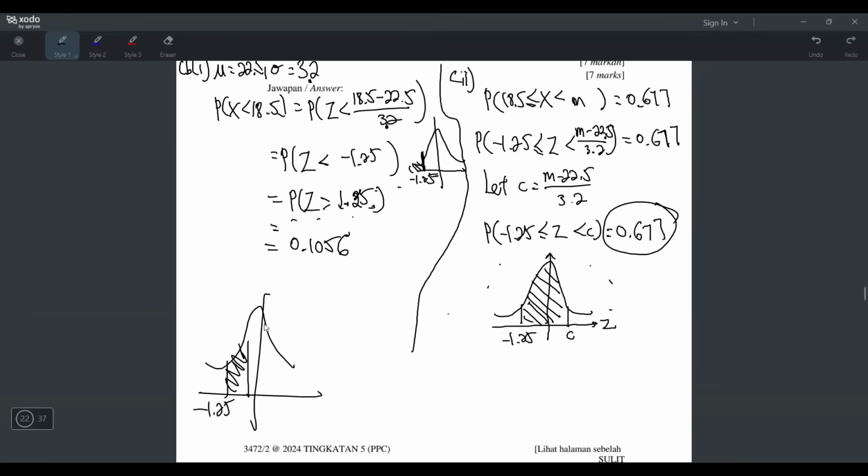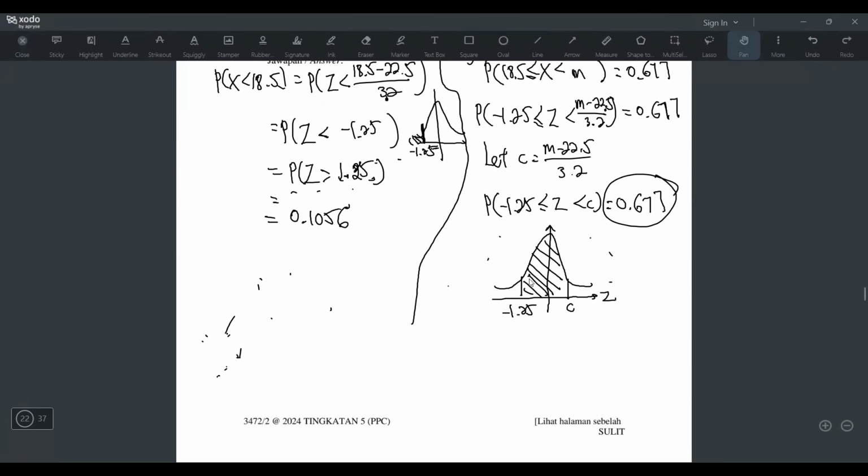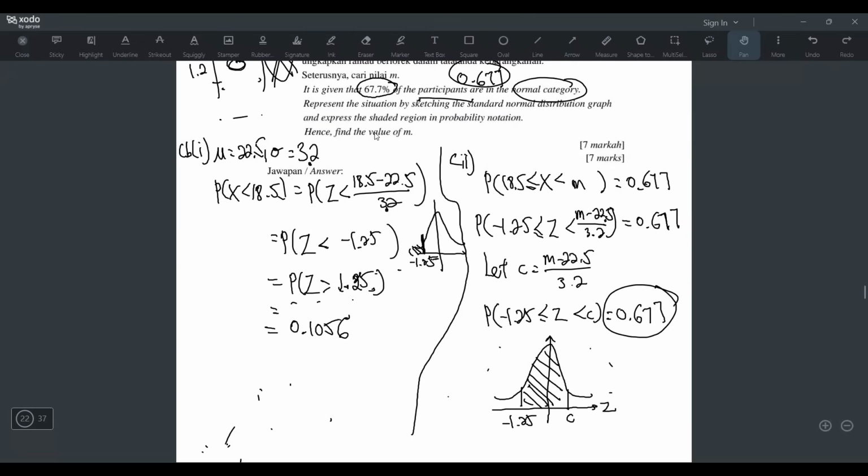Right? It doesn't make sense if it's 0.677, because the total probability for the whole thing is 1, and then the half of it is 0.5. So I don't think your C can be negative. Because if your C is negative, it means it's somewhere here, and it doesn't make sense, it has no logic, if the area here is more than 0.5. So your C is definitely positive, right? So this is how you sketch, and the shaded region area is this shaded region. So they say represent the situation by sketching the standard normal distribution and express the shaded region, and I already expressed it.